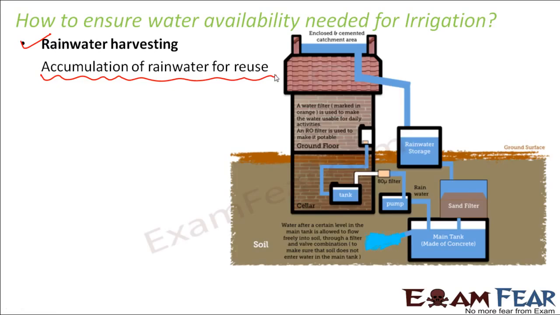So rainwater harvesting is in fact very common these days, because we do not want to waste water. Whatever water we are getting in the form of rain, we want to make use of it. If not at that time, sometime later.